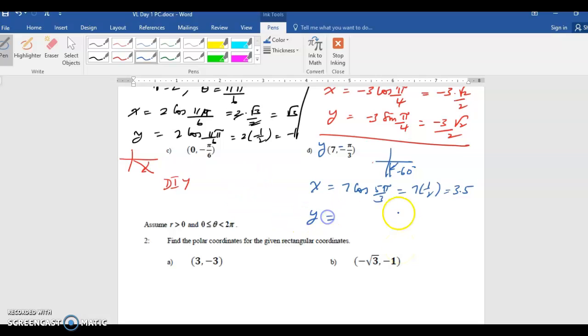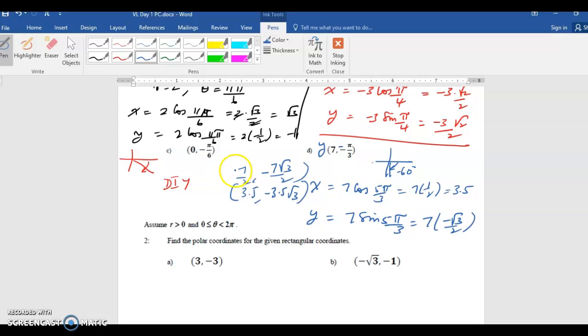Y equals 7 sine 5 pi over 3, which is square root of 3 over 2, but sine is negative. So it is negative root 3 over 2. Okay? So all this combined, you can write it as 3.5 and negative 3.5 root 3. You can write it that way. Or negative 7 halves and negative 7 root 3 over 2. That also works.